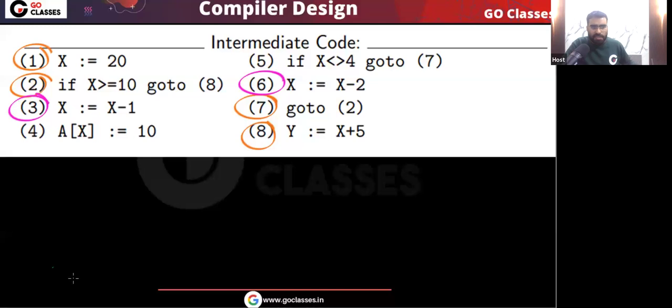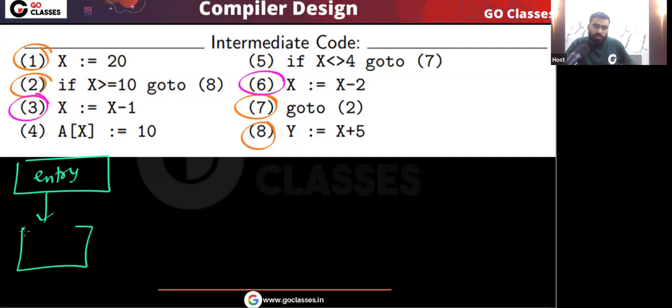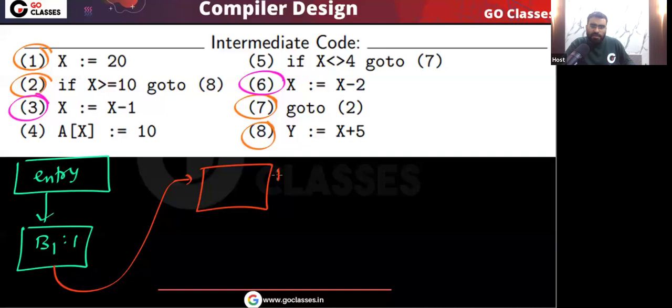Now let's create the control flow graph. How will you create it? There will be a special entry node. From the entry node, you will put an edge to B1, which contains only instruction number 1. Now, from B1 there will be only one edge, to B2, and B2 has only instruction number 2. Correct?